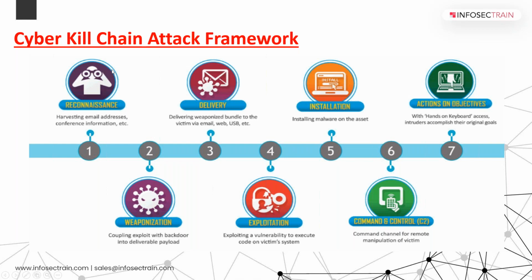Now, in exploitation, what is done? The code which has been sent to the target system needs to be executed. Okay. Now this will be the phase where the attacker will try to trick the user and try to run the code on the user's system. So the code will run on the system and he can have access to it. Okay. So exploitation has happened. Malware has been installed as an asset on that particular system.